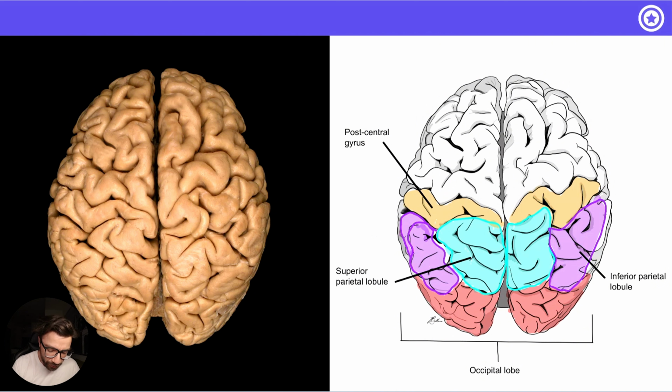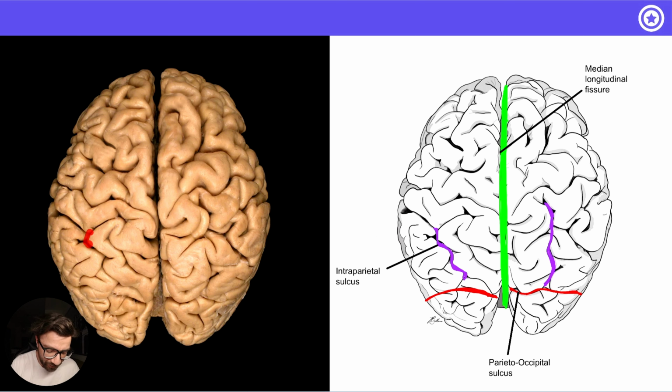And now if we go backwards, you can see here is that boundary between the parietal lobe and the occipital lobe. So this is going to be that parieto-occipital sulcus, and back here will be our occipital lobe. So I had just talked about them. We have that intraparietal sulcus right here, which is at a 90-degree angle to our parieto-occipital sulcus found right here. And also, along the midline, we have that median longitudinal fissure. So median meaning the middle, we have that median longitudinal fissure right there.